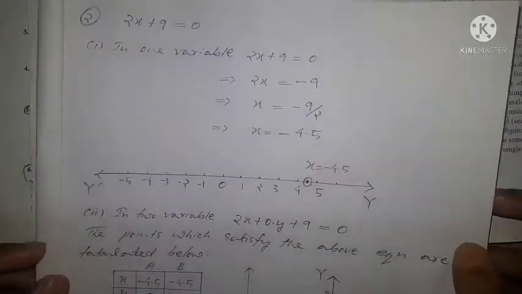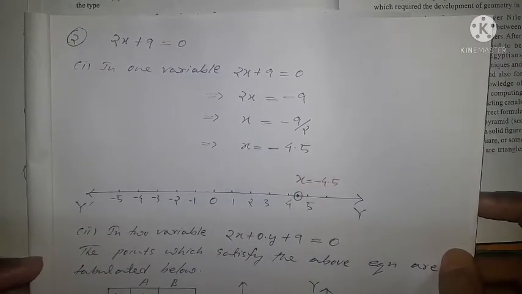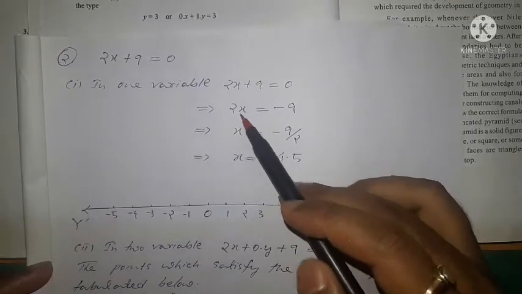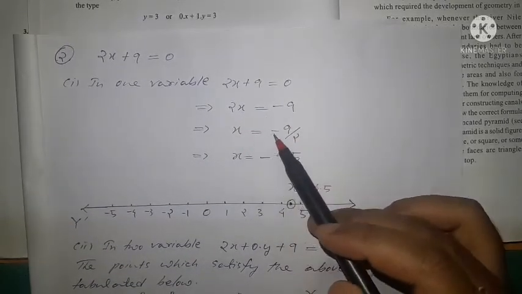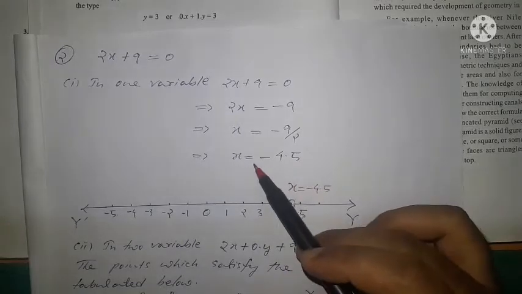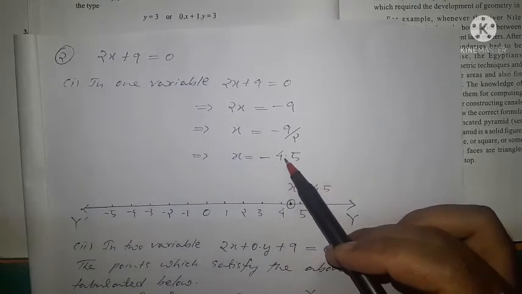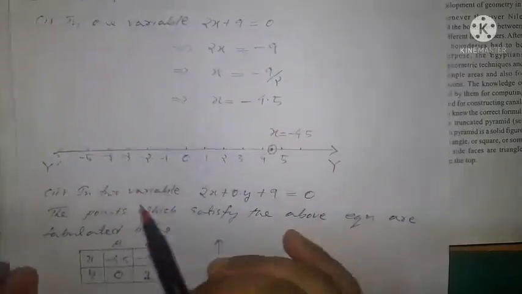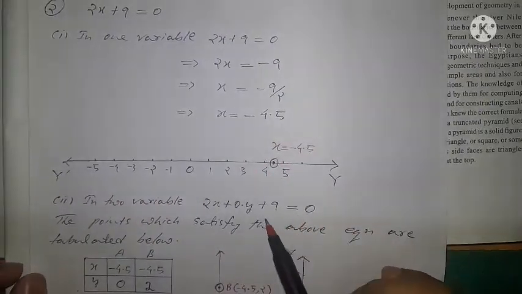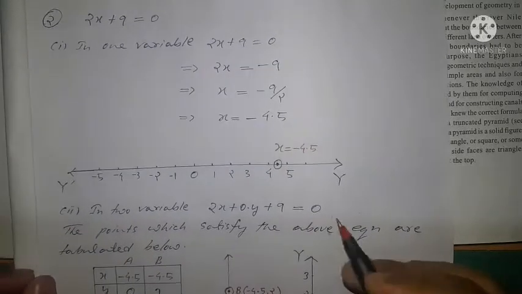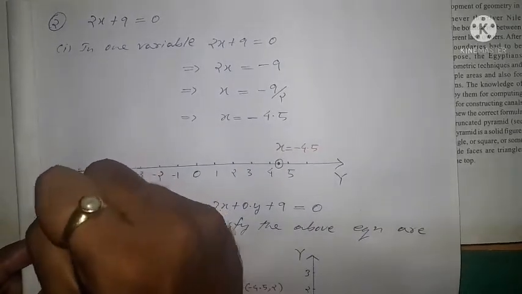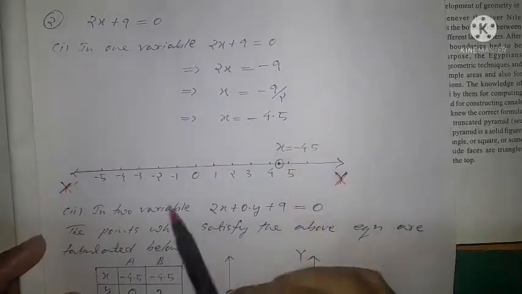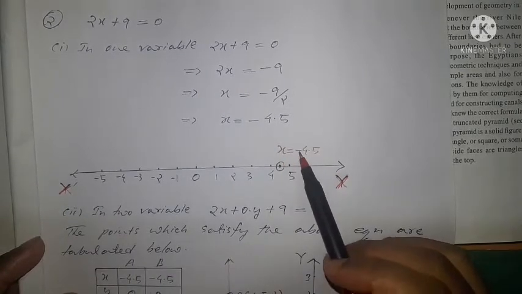Then question number 2, it is given that twice x plus 9 is equal to 0. In one variable, we can rewrite this as twice x is equal to minus 9. That means the value of x will be minus 9 by 2, that is, we can write x is equal to minus 4.5. In one variable, we can represent this directly on a number line. Since this is the value of x, we can obtain this on the x-axis. So this is the value of x, that is minus 4.5.